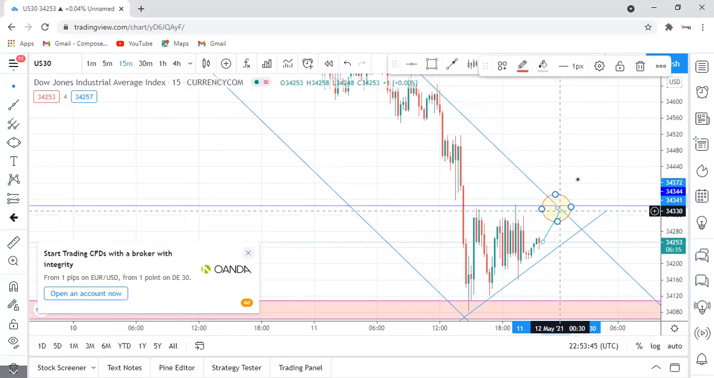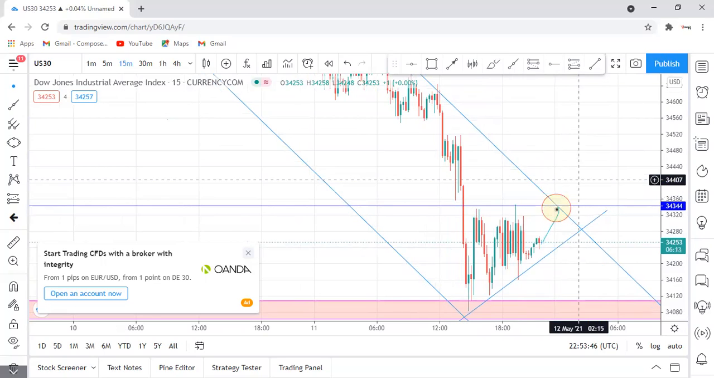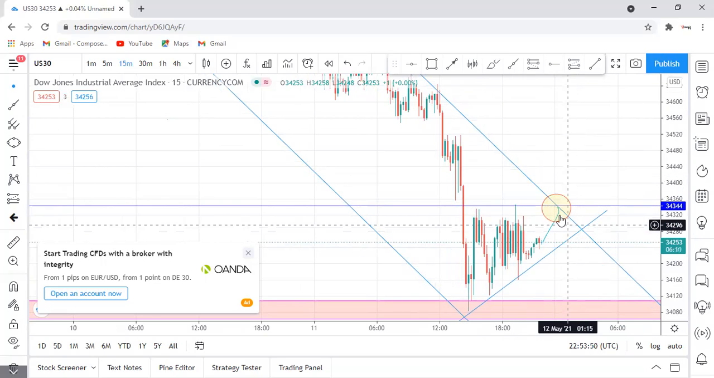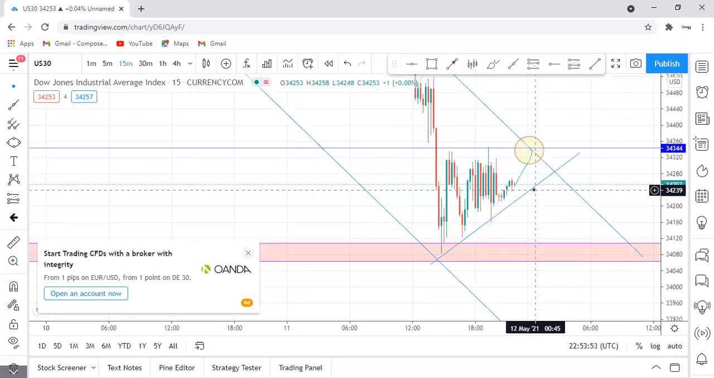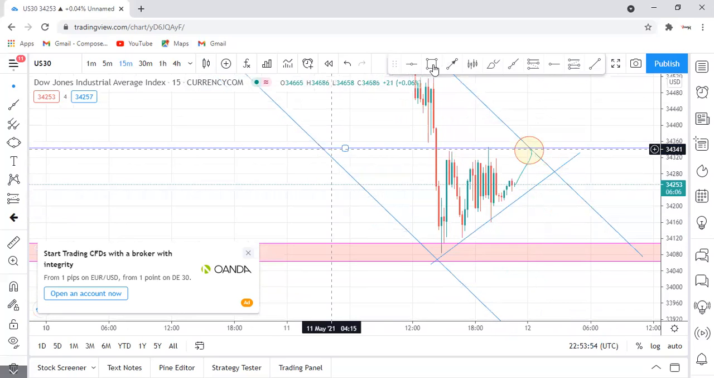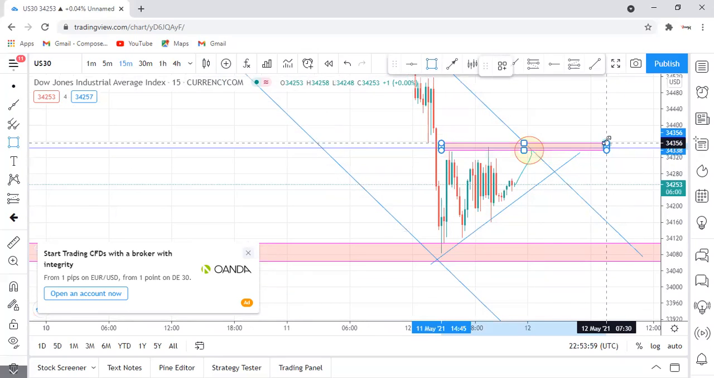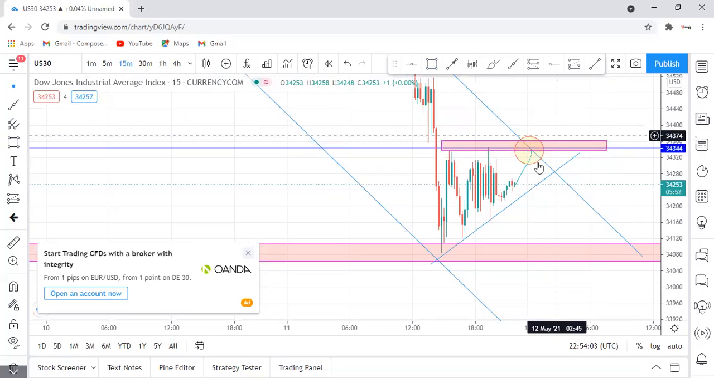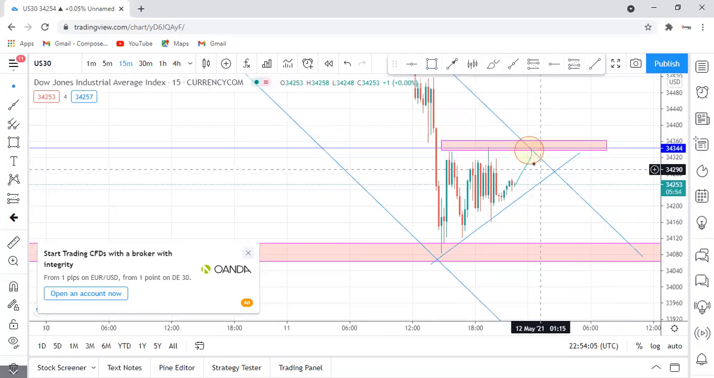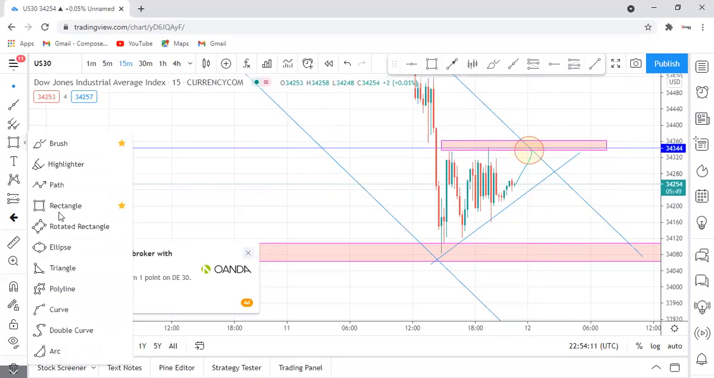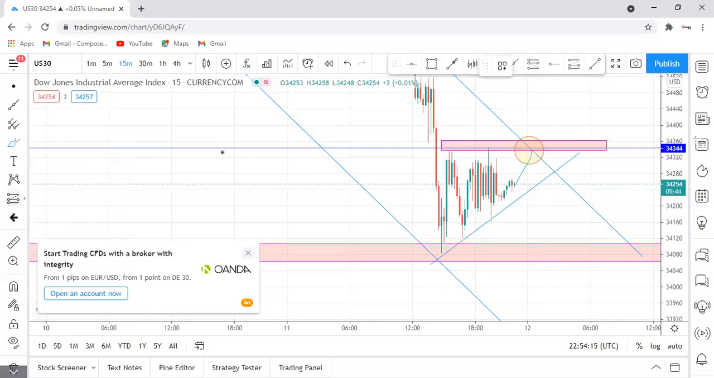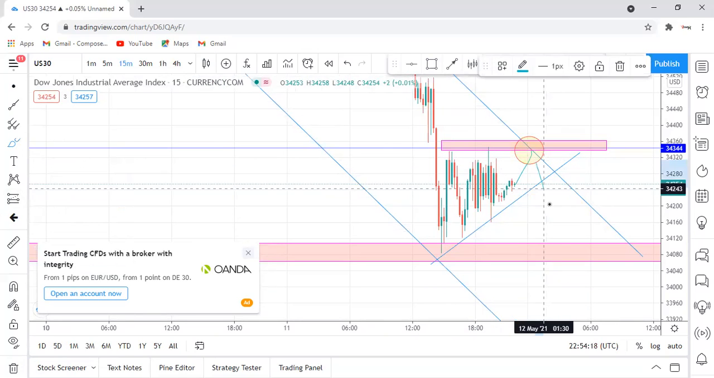By failing to break here, this is where we call it a level of confluence, because the static structure and the dynamic structure intersect. Where they intersect is where we're expecting that it will then be able to turn and go to the downside. So this is where we're expecting that it should go. It should break there.